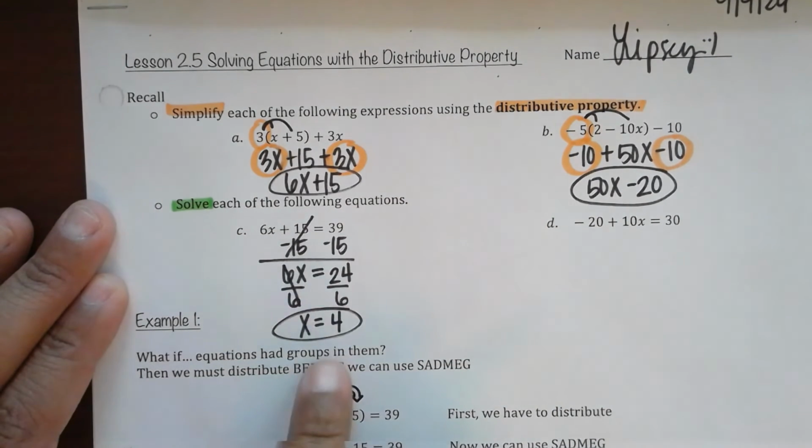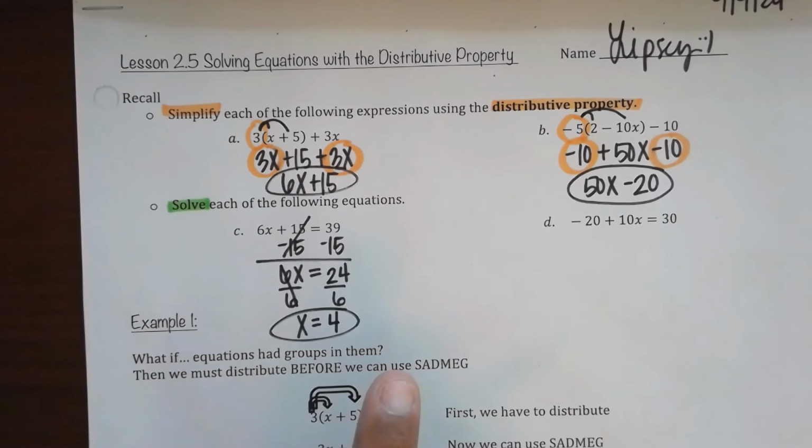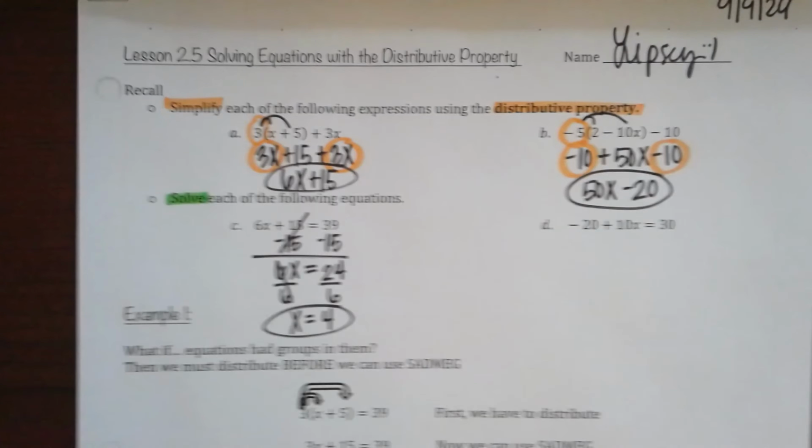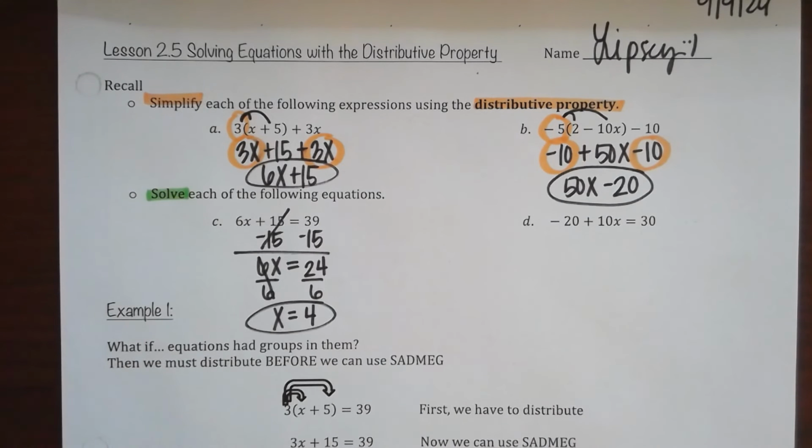That's the notation we're looking for. The reason I'm stressing that is because what's happening Friday? We've got a quiz, a concept quiz, which means whatever we talked about from this unit so far, anything is fair game. So looking at D, I have -20 plus 10x equals 30.